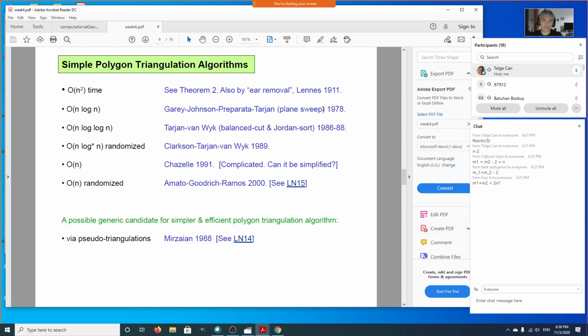And we are going to see a plane sweep algorithm today in this chapter, and it's by Garey, Johnson, Preparata, and Tarjan, and it was developed in 1978. So the algorithm we are going to see today is a very old algorithm. And there are some other variations of it in n log n time. There is a linear time algorithm that actually triangulates polygons in linear time. We are not going to cover this in this course, but just to show you that it's possible to even have faster algorithms. There's a linear randomized algorithm that was proposed in 2000.